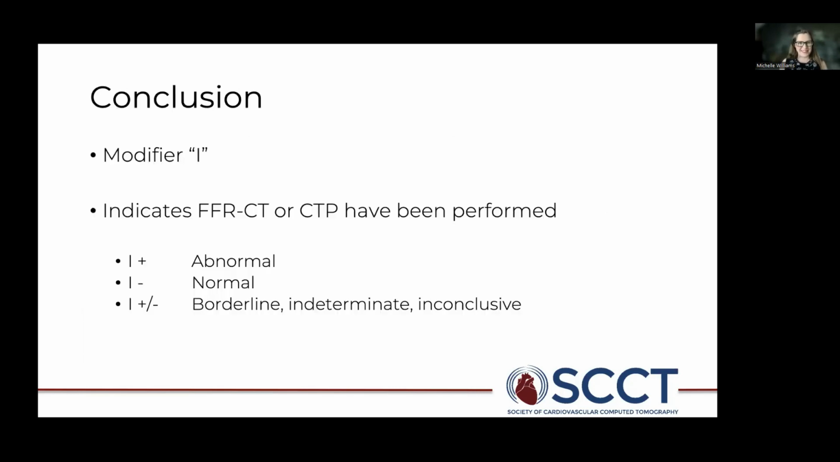Next slide, please. So in conclusion, the I modifier is new in this version of CAD-RADS. It indicates that a CT-FFR or CTP has been performed. And we have I+, I-, and I+- that indicate abnormal, normal, or borderline, indeterminate, inconclusive.